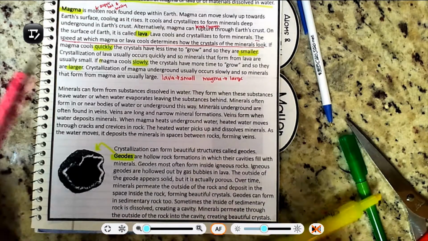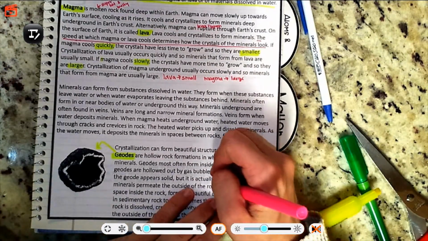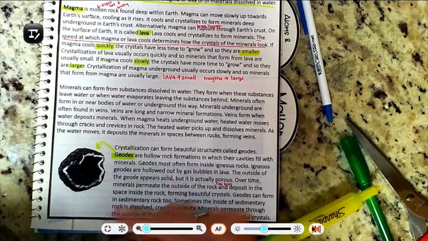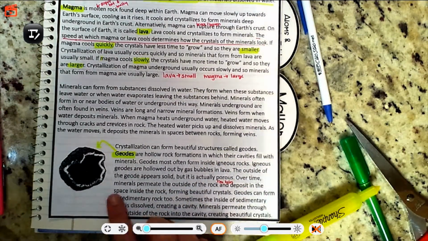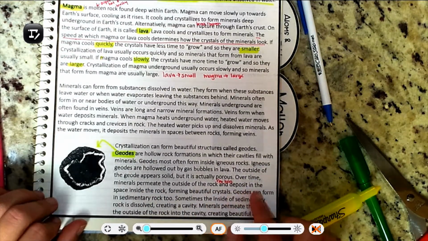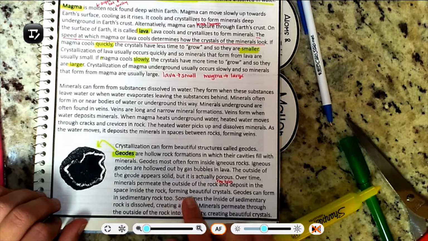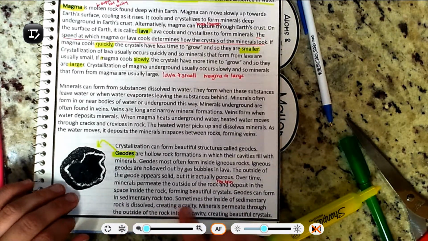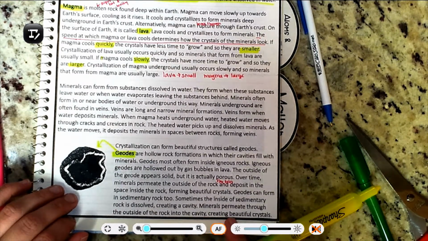So porous means has holes. We're going to use that word several times later. Has holes, or can let through water. Over time, the minerals permeate, that means go through, the outside of the rock and deposit in the space inside the rock, forming beautiful crystals. Geodes can form in sedimentary rock too. Sometimes the inside of a sedimentary rock is dissolved, creating a cavity. Minerals permeate through the outside of the rock into the cavity, creating beautiful crystals.